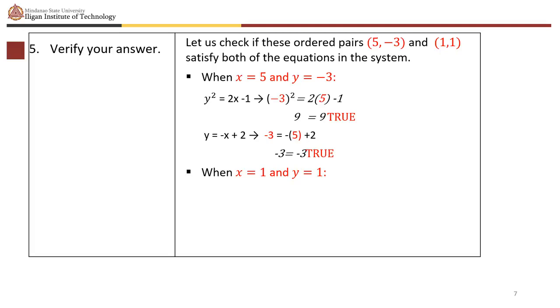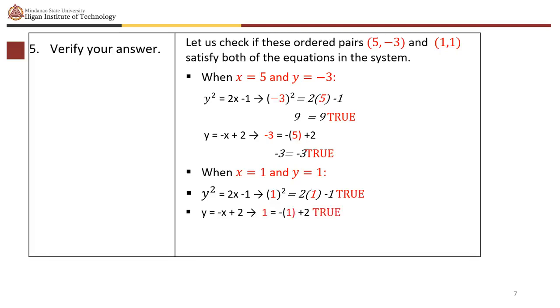Now, when x is equal to 1 and y is equal to 1, let's make use again of the equation and verify. So we have here y squared. Since y is equal to 1 there, 1 squared equals 2 times 1 minus 1, where our x here is 1. Notice that this is again true. So let's check on the other equation also.